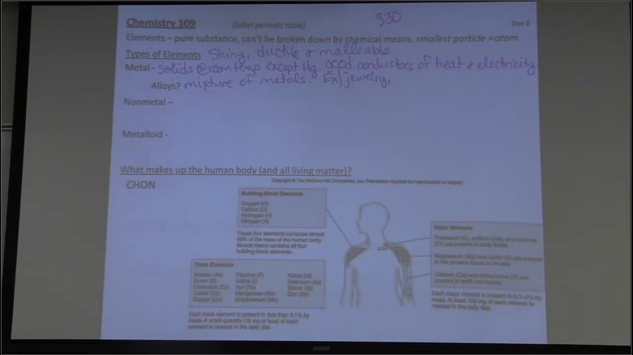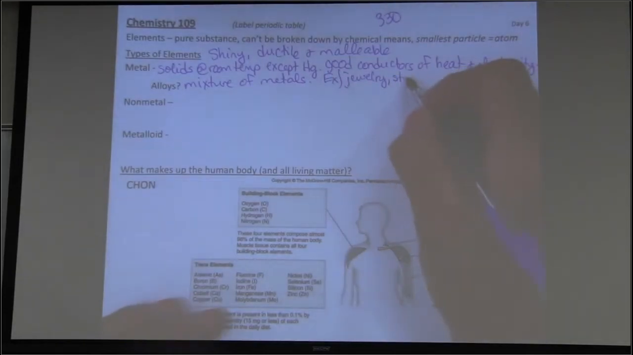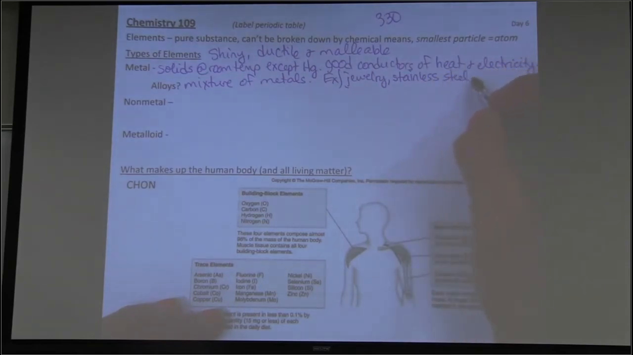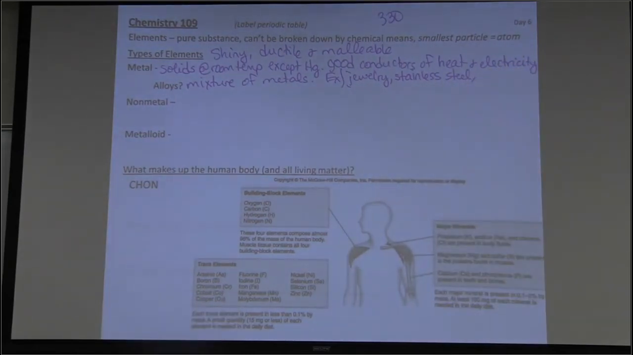Steel and stainless steel. Good job. The first class yesterday told me that too, and that was good. A lot of kids don't realize that. Stainless steel and steel, both are alloys. What are some other ones? There's some B words that are alloys. Bronze and brass. Good job.